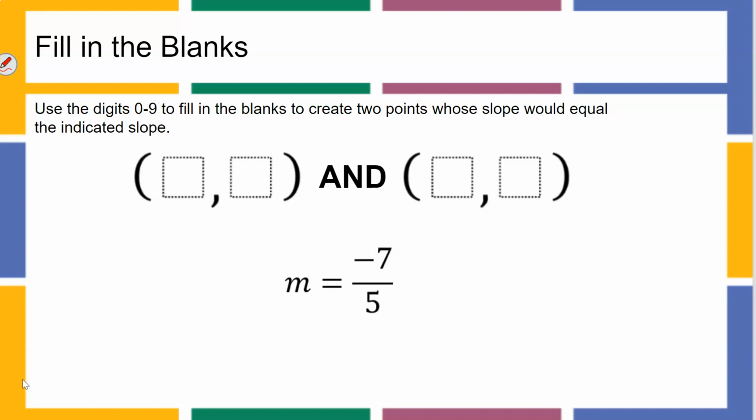I'll let you choose if you want to use repeat digits or not. But you need to come up with 2 ordered pairs with these digits that would equal this slope. So I'll give you like 5 to 7 minutes to try that. If you think you have 2 ordered pairs that work, raise your hand, I'm going to check them.